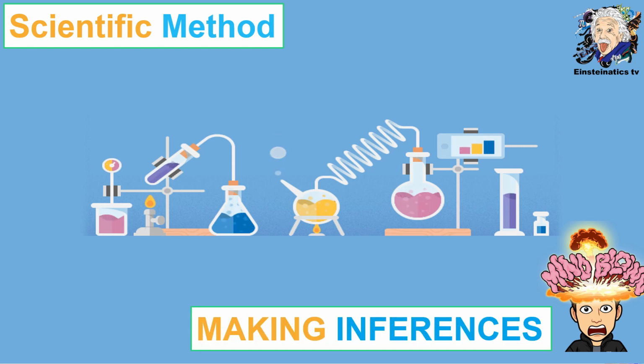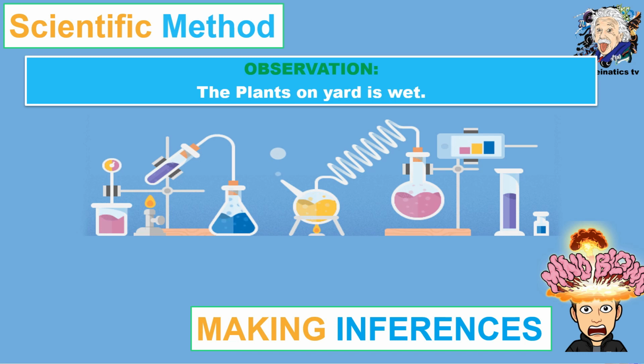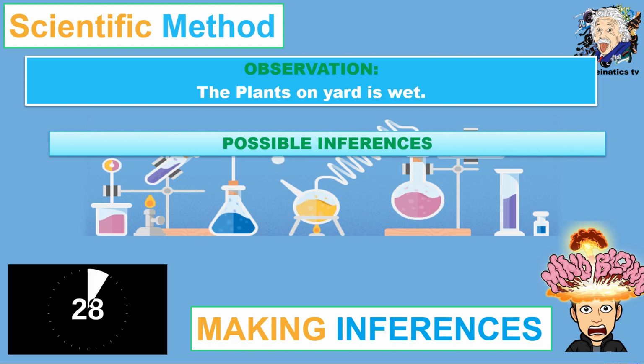This activity is about making inferences, but this time you will only be given 30 seconds. First up, you will be given an observation, and you are going to identify the possible inferences. The observation here is that the plants in your yard are wet. What do you think are the possible inferences for this one? Okay, timer starts now for 30 seconds.